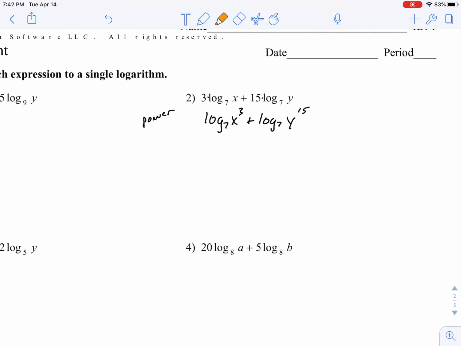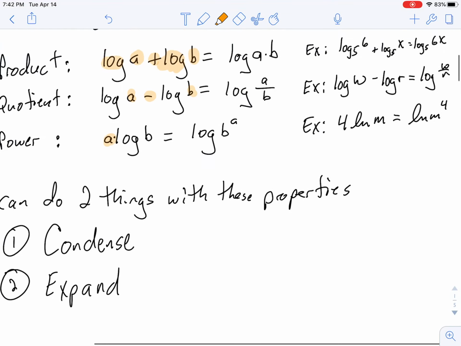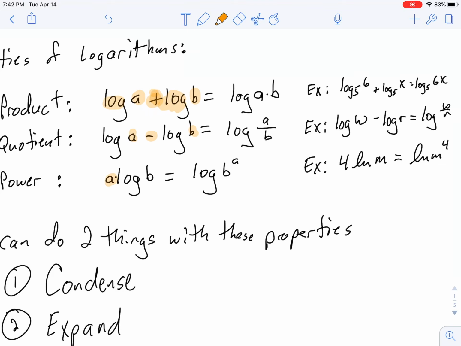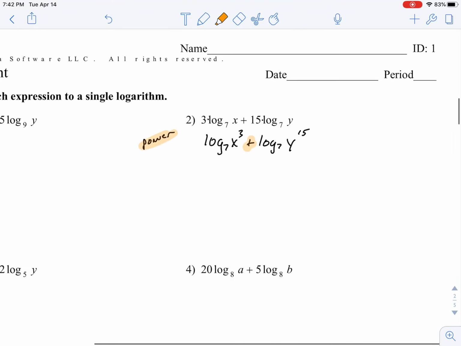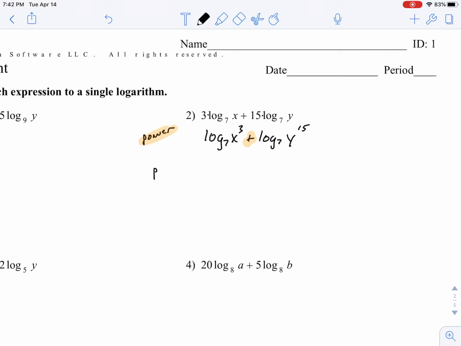And I'm going to go ahead and write a little side note next to every step so that you can see, if you want to look back at this, what happened each step of the way. All right, next I see a plus sign in between these two logarithms. That looks like this one here, the plus sign. So I'm going to use the product property to combine these together into one logarithm, log base 7, and you just take this x to the 3rd, y to the 15th, and multiply them together. X to the 3rd times y to the 15th. And that should be the answer.